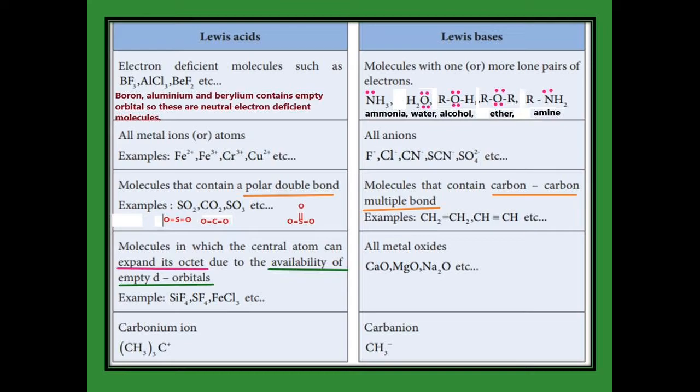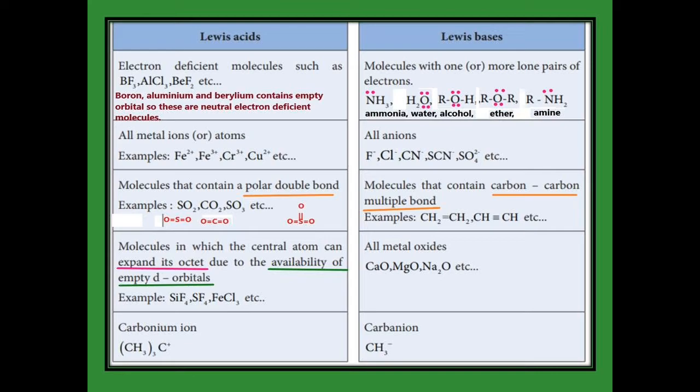And metal ions: all metal ions have a positive character, so they accept electrons and are Lewis acids. And anions, F minus, Cl minus, cyanide, thiocyanate, SO4 2 minus, have a negative character, so they donate electrons and are considered Lewis bases. The next one, molecules which contain a polar double bond, sulfur dioxide, carbon dioxide, sulfur trioxide, are considered Lewis acids because they accept electrons.